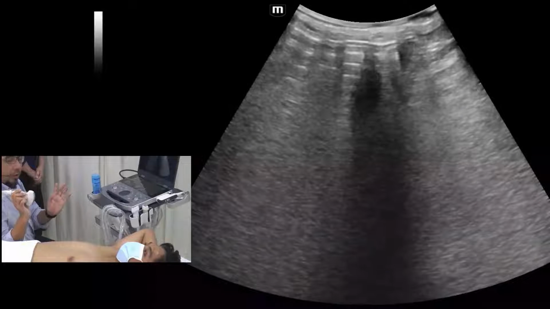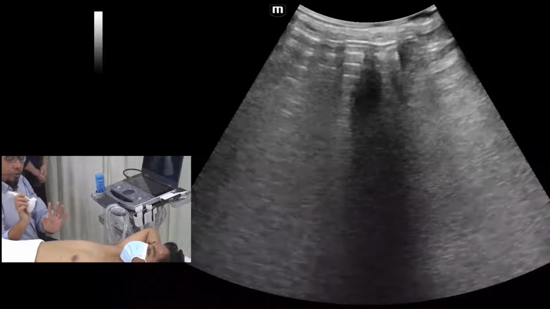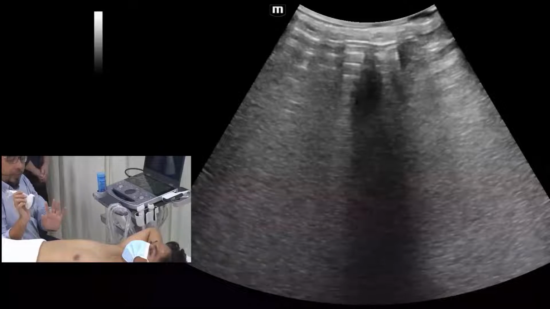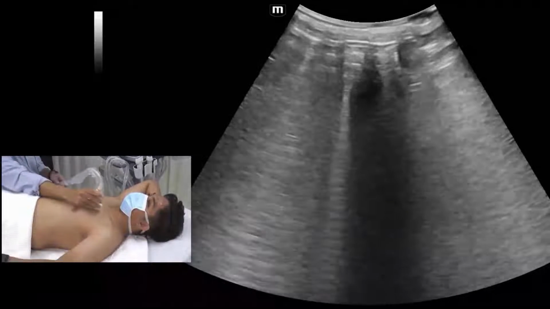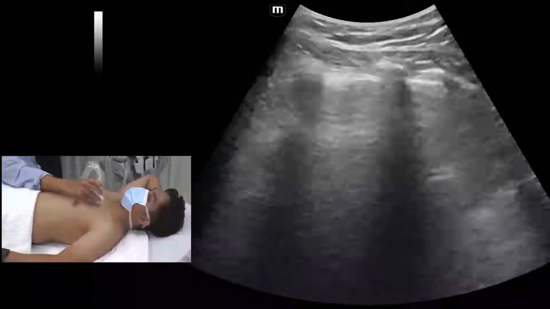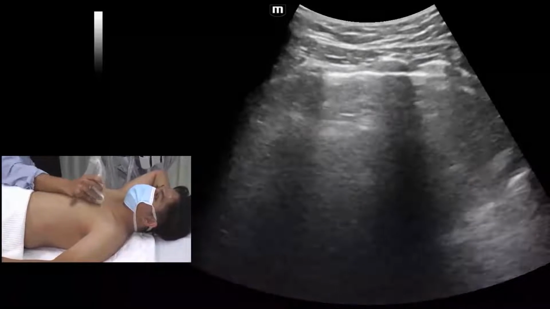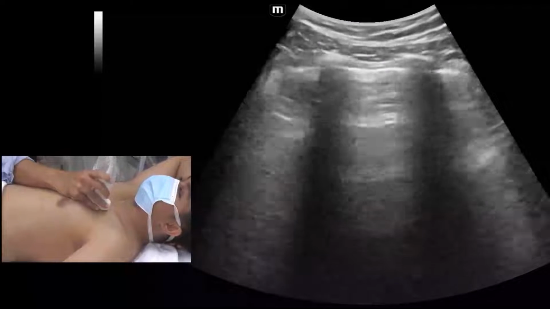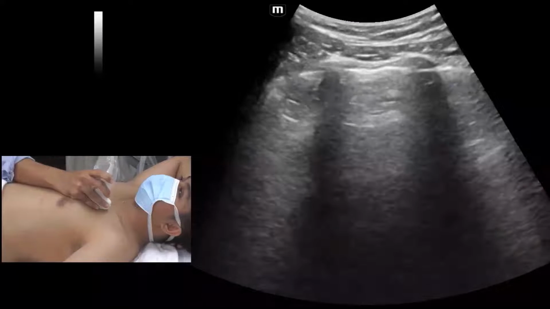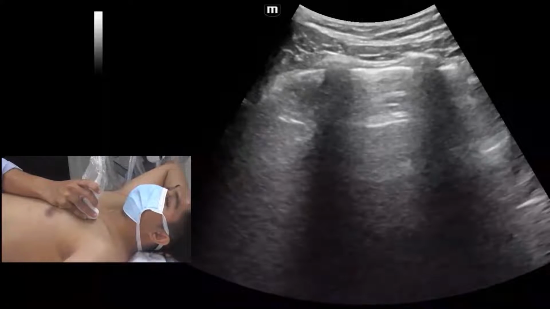Okay, I'm going to do a longitudinal anterior view, and then I will show you the diaphragm on both sides, left and right. So again, I'm going to put my probe on the left side. It's basically similar on the left and right, but of course on the left you have the heart that you have to mind.